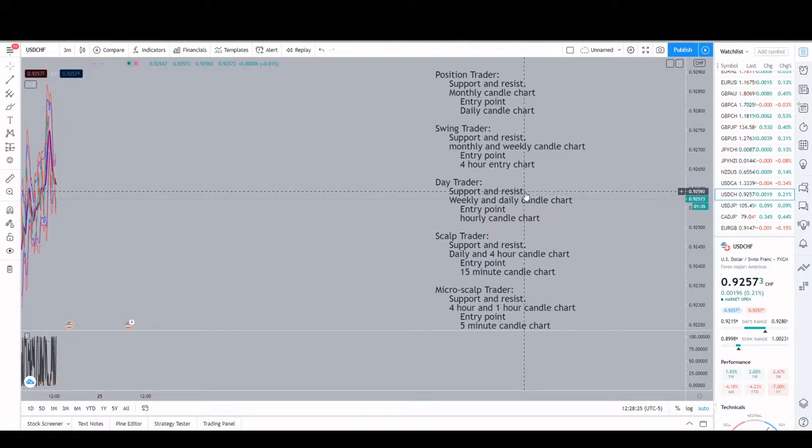Moving on, the daily trader should use the weekly and daily candle chart for support and resistance and reading market conditions in their pre-market analysis. And then once they've found an entry point that they'd like to take, dial in on the hourly candle chart. Scalp traders should use daily and 4-hour candle charts for support and resistance and pre-market analysis. And then when they found an entry point, dial in on the 15-minute candle chart. And then lastly, micro-scalpers should use the 4-hour and 1-hour for support and resistance and market conditions, and 5-minute for entry points.